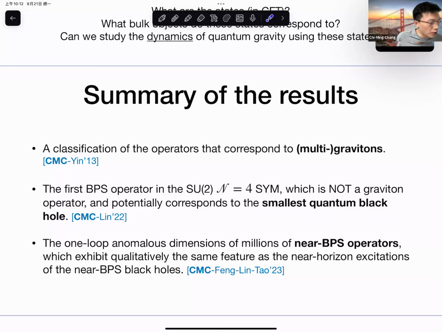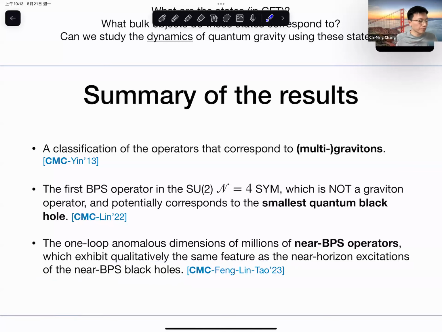And then I will also show you some results about the one loop anomalous dimension of millions of near-BPS operators. And then because we have the anomalous dimension for a lot of near-BPS operators, we can try to study the statistics of them. And then I will show you that we see some qualitative feature that is similar to what people have found on the gravity side from the near horizon excitation of near BPS black holes.